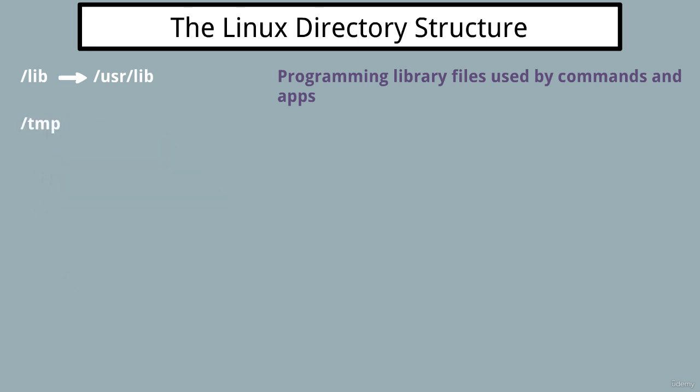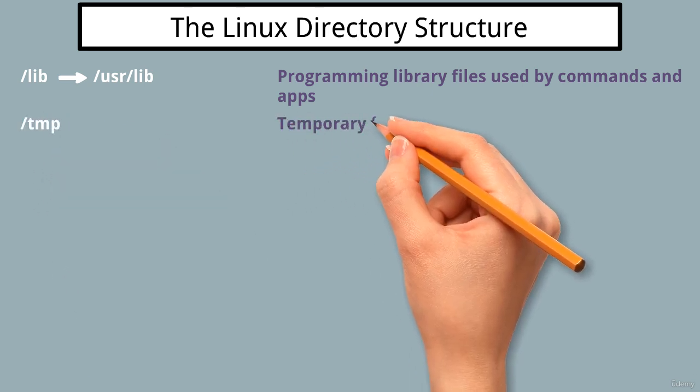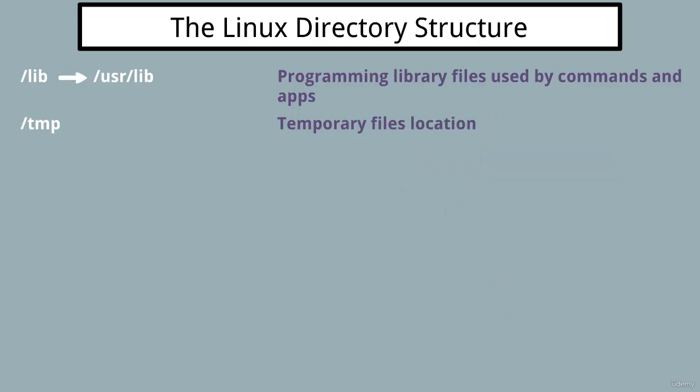Next is the /tmp directory, the temporary file system. Often referred to as the temp file system, this is where you will find all the temporary files. /tmp stores temporary files used by many programs. The contents of this file system are automatically deleted when your system reboots. So all the temporary files get deleted when the system reboots.